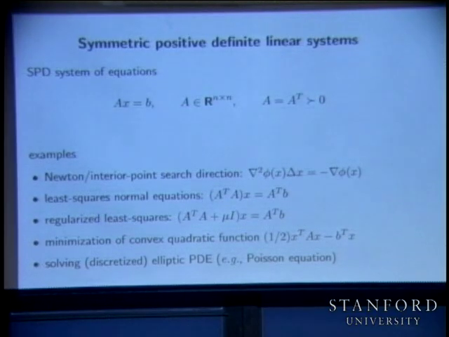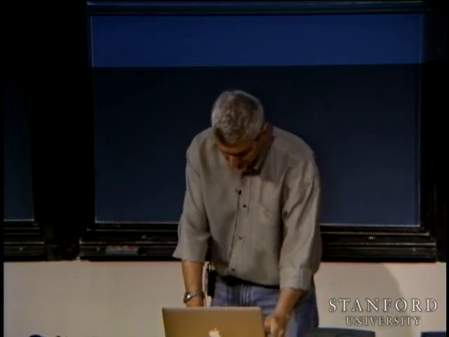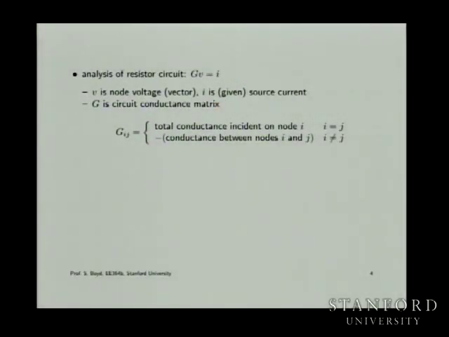This comes up, for example, in a Newton step. It's least squares equations, regularized least squares. If you minimize just a convex quadratic function, and of course this is also solving an elliptic PDE like a Poisson equation if you discretize. So that's what you end up doing. As another example, it's the analysis of a resistor circuit. So this comes up also in circuit problems.